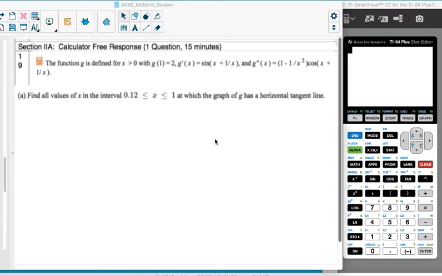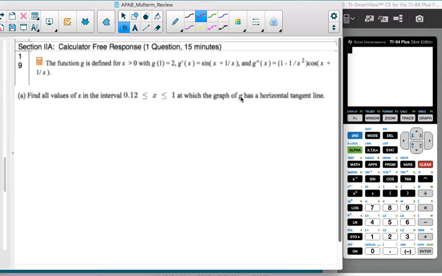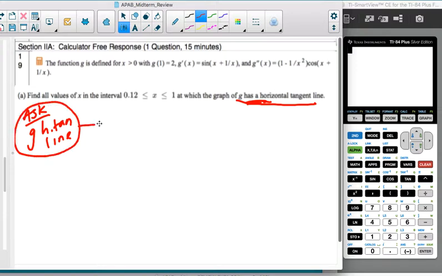So here's the deal. We want to translate this, and even though it's a calculator, the calculator is going to do some of the work for us, but we want to translate what this means. So the ask, and by doing this, we're going to be demonstrating enough work to get credit, right? The ask is that g has a horizontal tangent line, okay? And so we need to translate that into what that means, right?